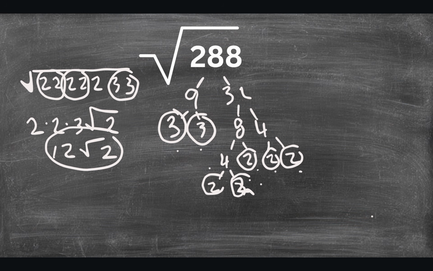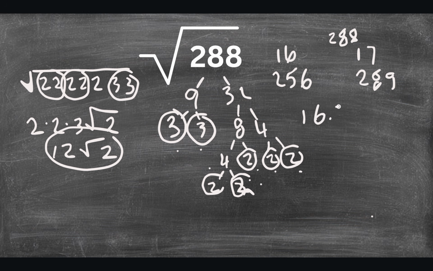If you would like to estimate decimal-wise, you can do this. Square root of 256 is 16, and square root of 289 is 17. 288 is not a perfect square, but you can get perfect squares close to it. 288 is right next to 289, so you know it's going to be pretty much 16 and 9/10. So there is estimated. If you put it in the calculator, I think you get 16.97, etc., etc. I hope that was helpful.